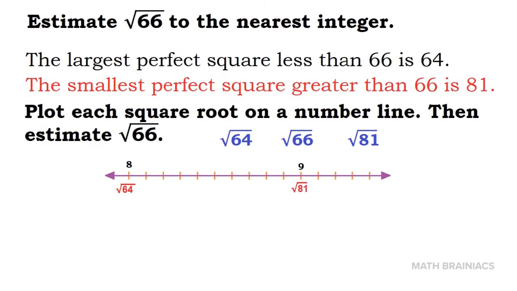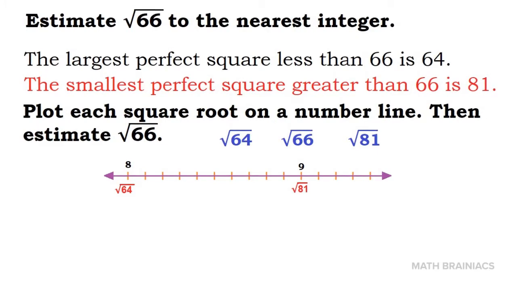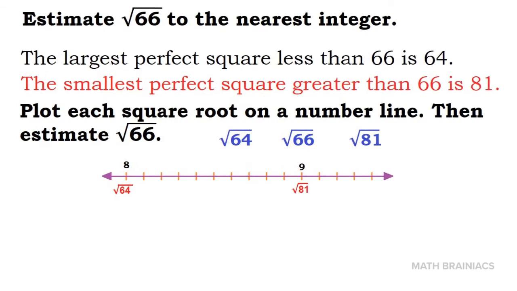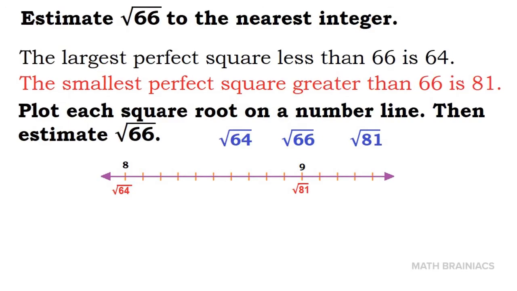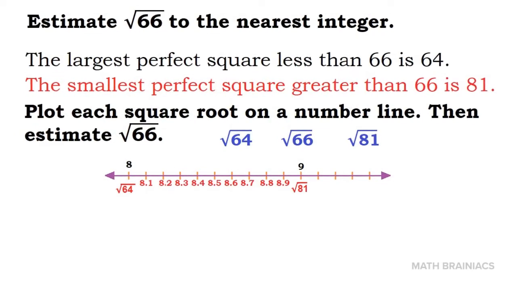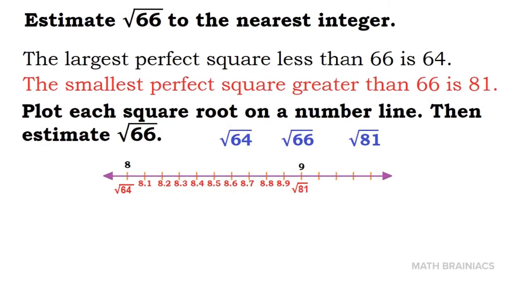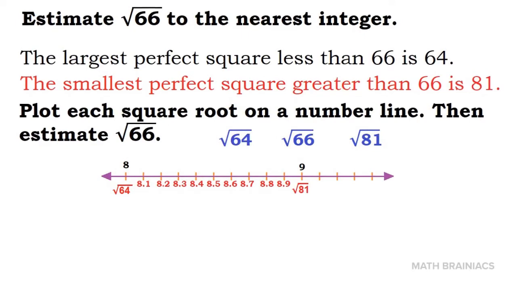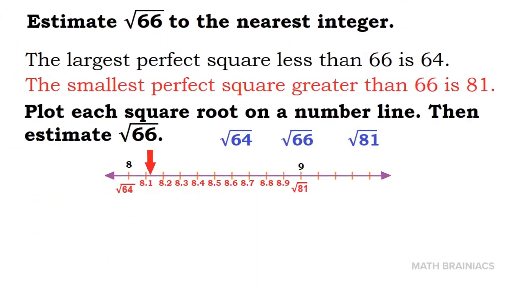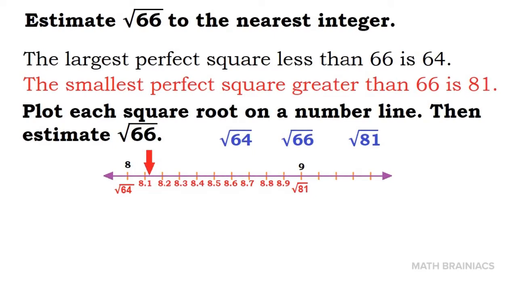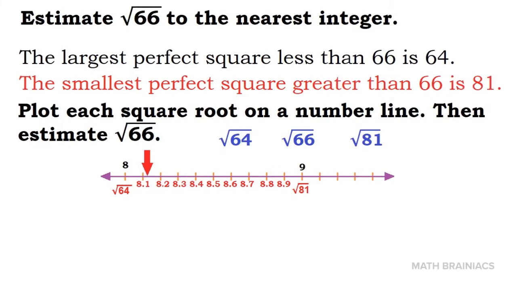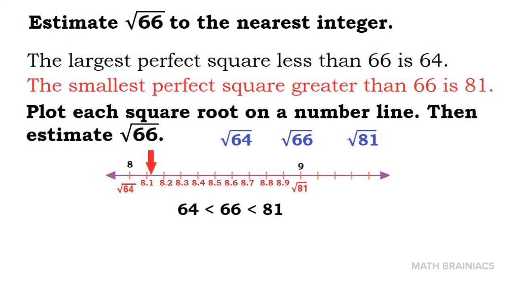Thereafter, drawing the number line, let us consider the first number as square root of 64, which is 8. And after 10 intervals, we're going to plot square root of 81, which is 9. Let us fill up all the intervals as 8.1, 8.2, and so on until we reach 9. Square root of 66 is 8.124. It lies between 8.1 and 8.2 but closer to 8.1.